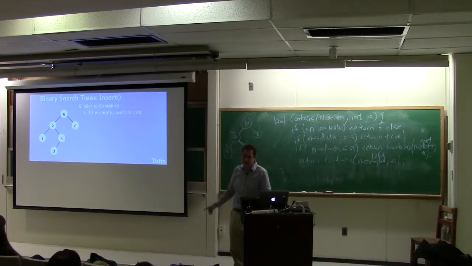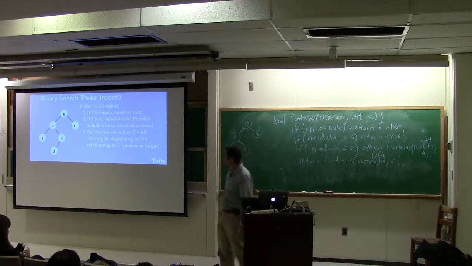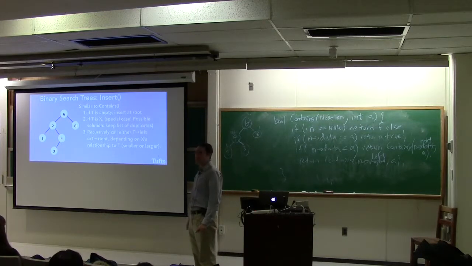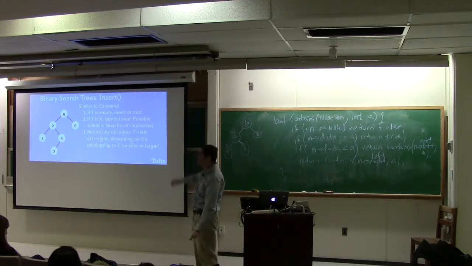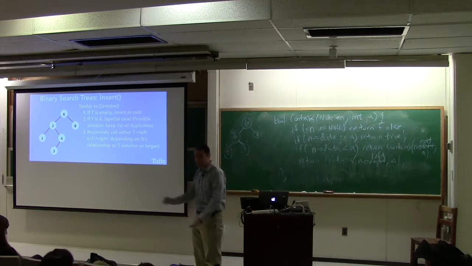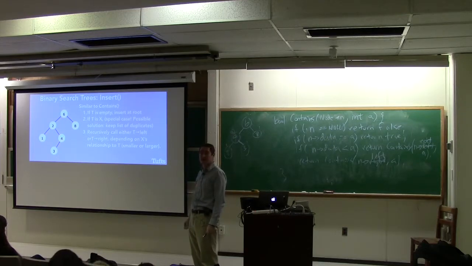Basically, it's similar to contains. If t is empty, that's the root. There's your special case. T is empty, you're going to insert at the root. If t is the number, this is the special case, and this is where you would have your duplicates list, or just put it left or right, whatever your decision is, or skip it. And then you recursively call either t left or t right, depending on x's relationship. And I guess what we didn't quite say is check before you do that recursive call so that you can actually insert at that place.